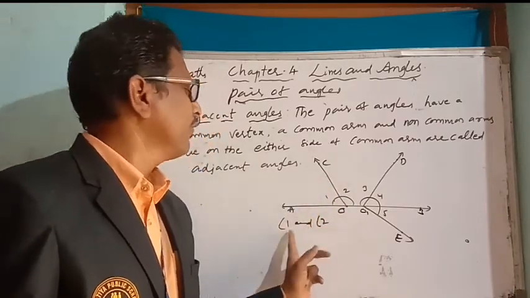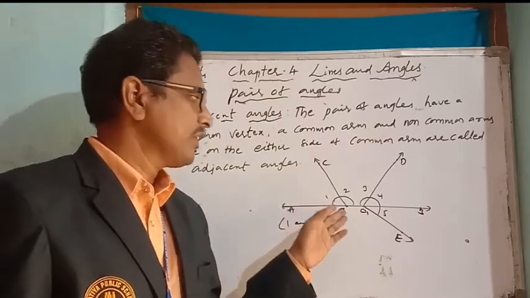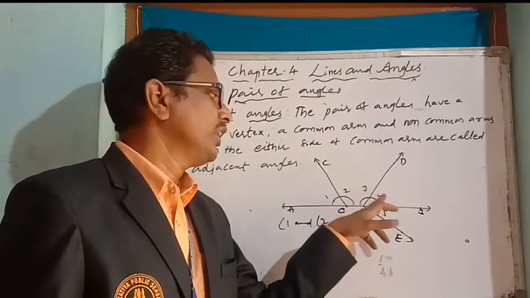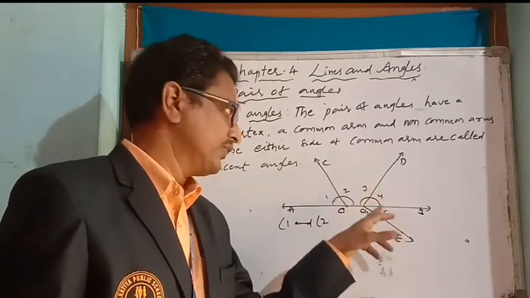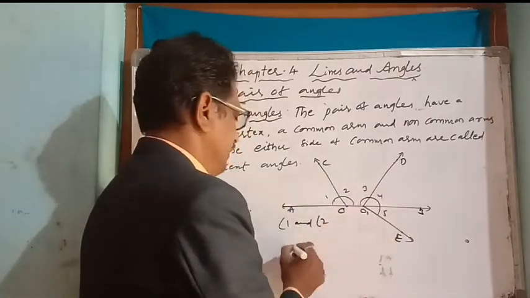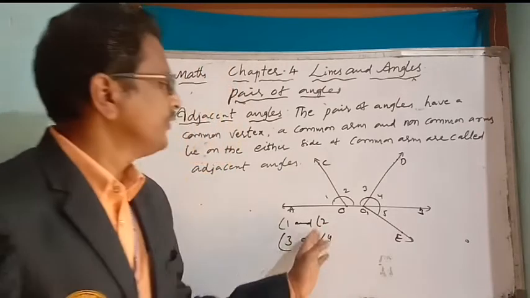So angle 1 and angle 2 are adjacent angles. And one more here, what are they? Angle 3 comma angle 4, also adjacent angles. Here also there is a common vertex, O, and angle 3 and angle 4 are also adjacent angles.